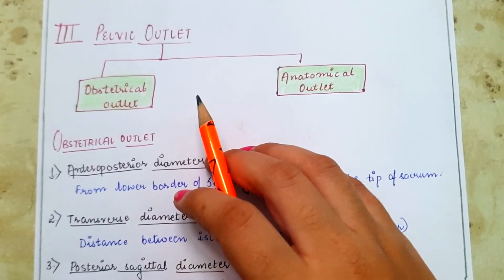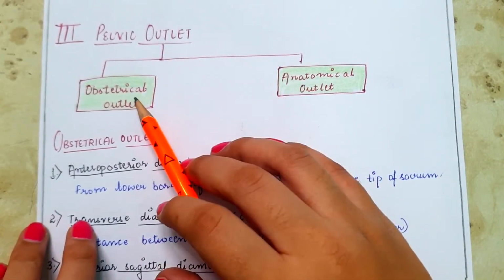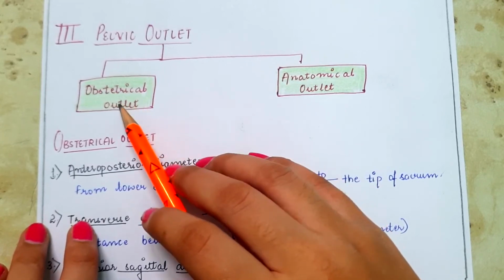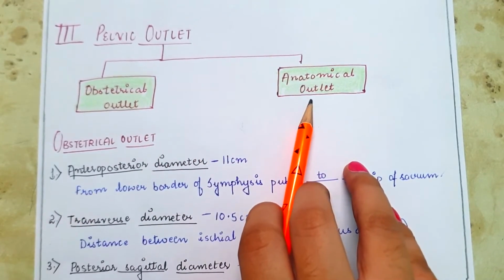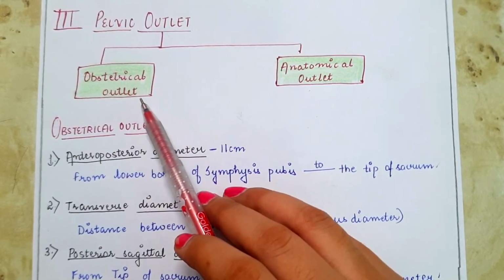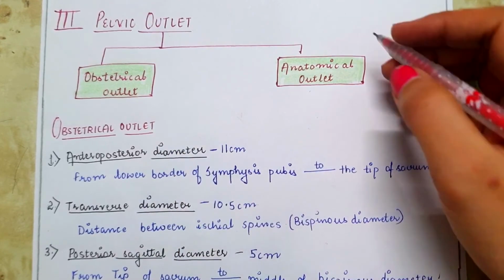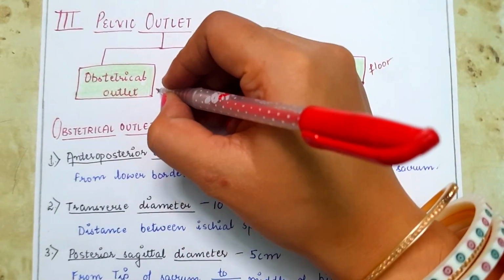After the pelvic cavity, next is the pelvic outlet. The pelvic outlet has two types: the obstetrical outlet and the anatomical outlet. The roof of the pelvic outlet is known as the obstetrical outlet, while the floor of the pelvic outlet is known as the anatomical outlet.